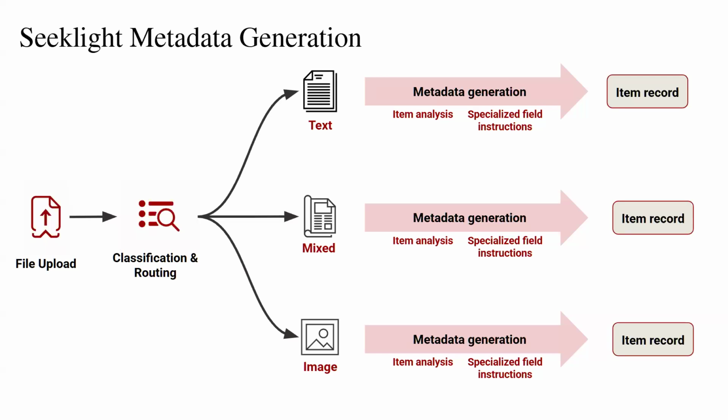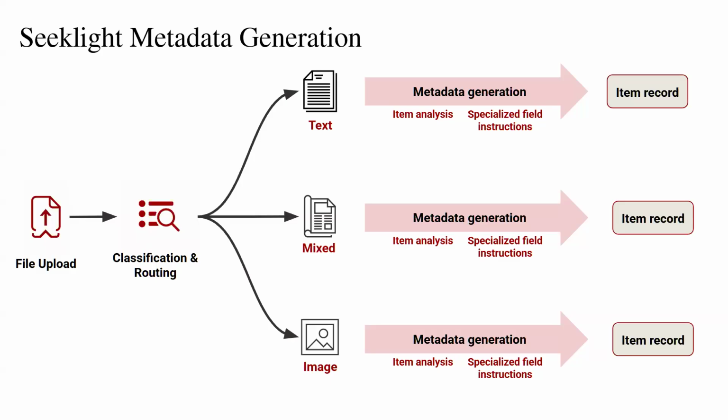So Seeklight is generating metadata for each item at a time. It's not looking at all of your items holistically to generate metadata, right? It's running each item record as its own job. The LLM analyzes the file or files in the case of a compound object, and then uses specialized instructions or prompts for each field to generate the metadata for that field.